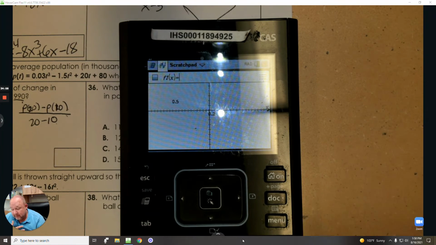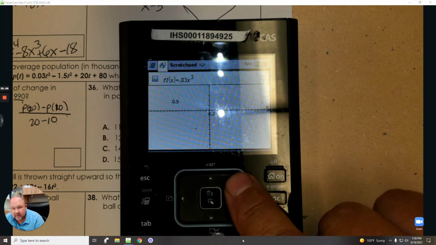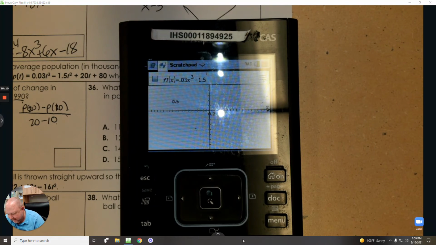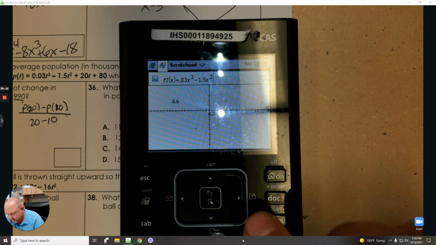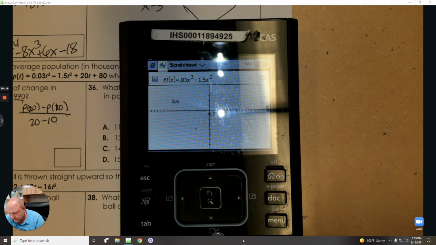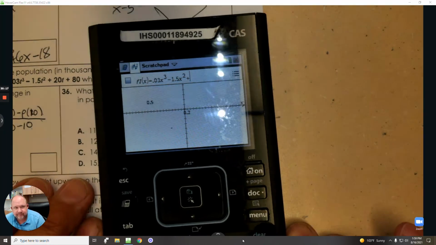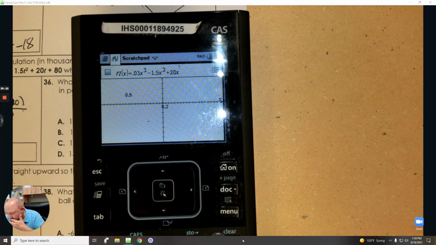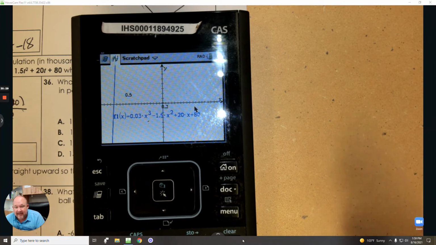So we're going to type it in with X, not T. So 0.03x cubed. Move the cursor over. Subtract 1.5x squared plus 20t. So you can see it, it's going to be x plus 80. And then once you have it typed in, press enter. And now it's defined. That's what I really wanted to do.